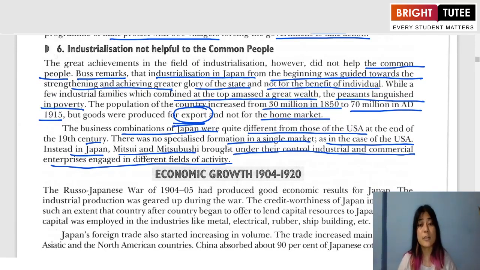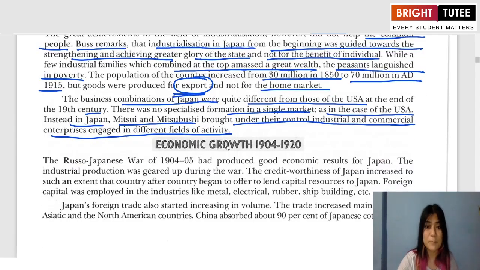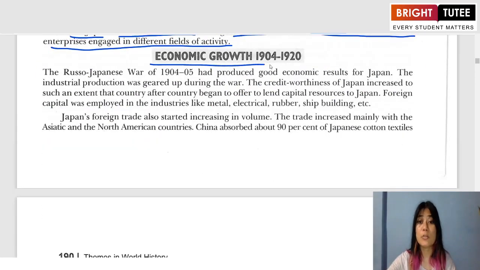So, despite the industrial revolution in Japan, the poorer sections of Japanese society were pushed to more poverty and misery. But the wealthy families who were benefiting from this industrialization gained control and power over the industrial and commercial enterprises in Japan, engaged in different fields of commercial activities. Now let us look at the economic growth of Japan between 1904 and 1920.